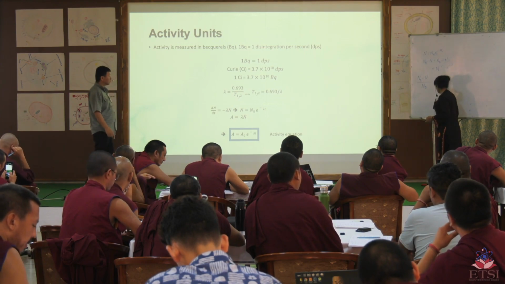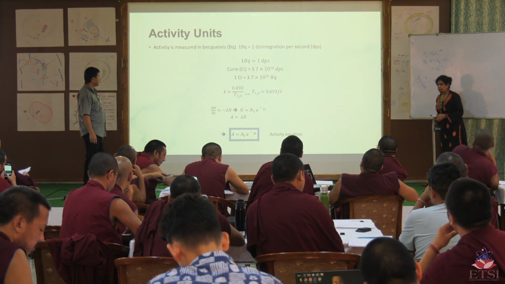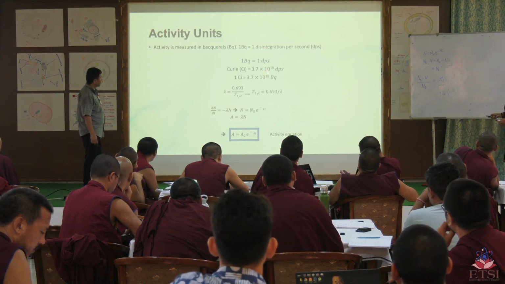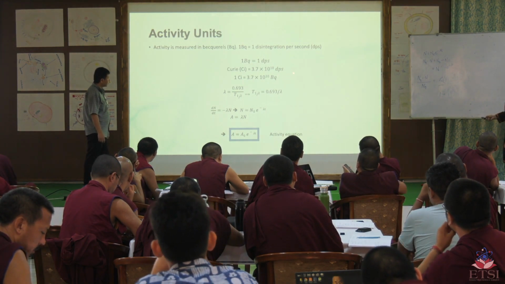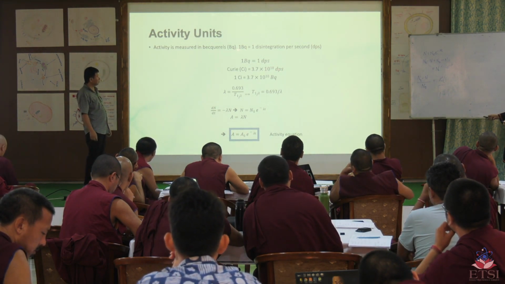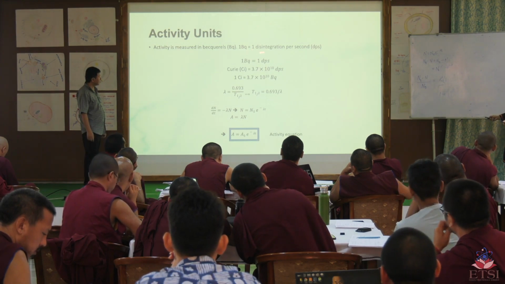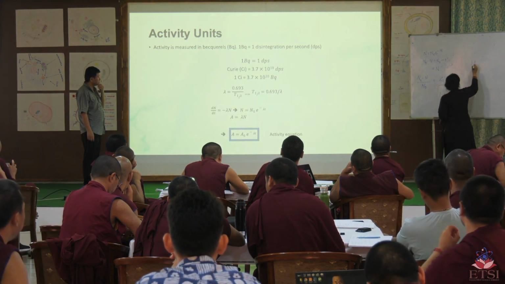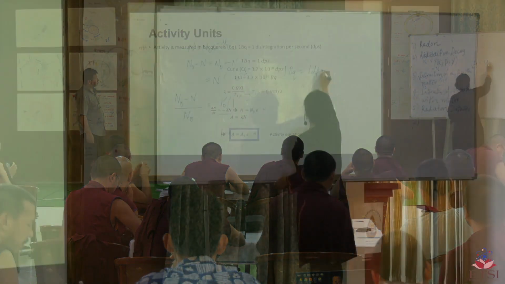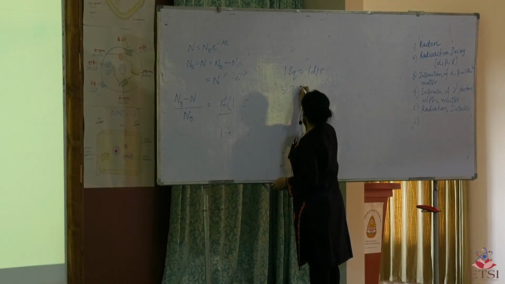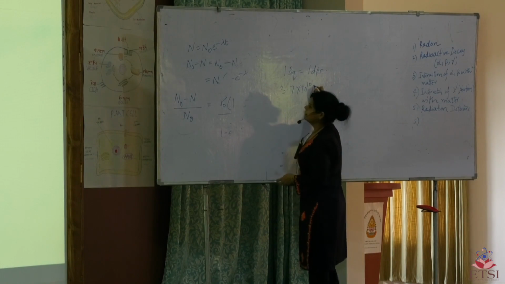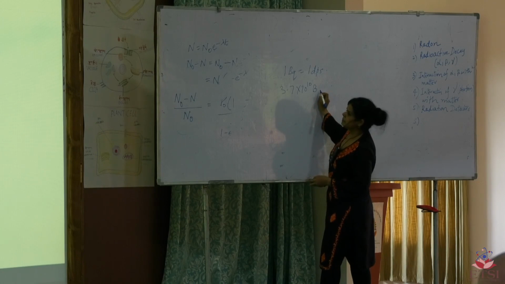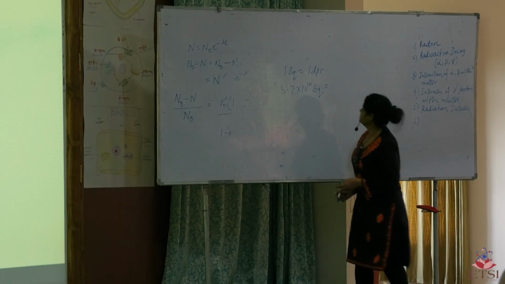Okay, so now we also sometimes use curie, right? So 1 curie is 3.7 times 10 to the power 10 decays per second. Now this decay per second is also becquerel, right? So 1 becquerel is 1 dps. So 3.7 into 10 to the power 10 becquerels will be how many DPS?